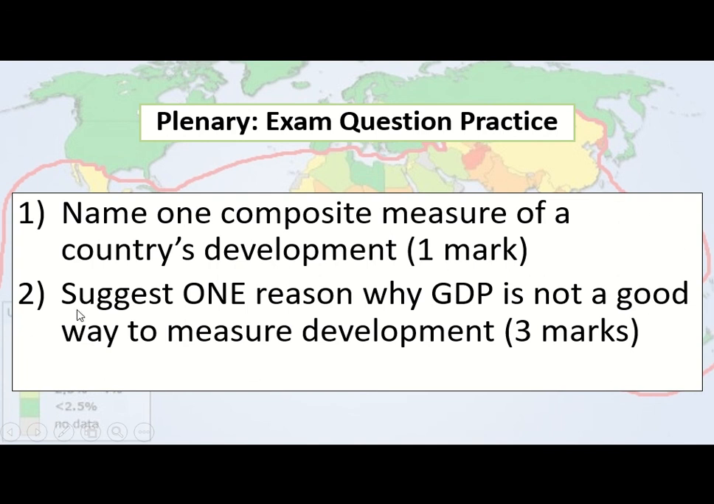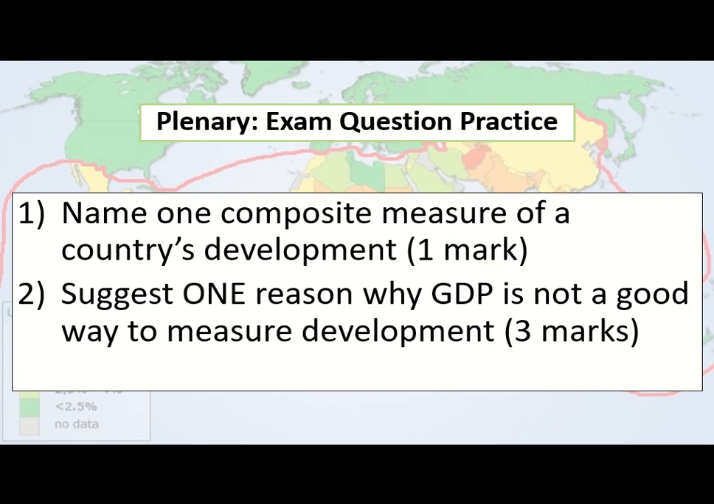This one: suggest one reason why GDP is not a good way to measure development, for 3 marks. So this is practising telling me one reason why GDP is not good for measuring development, and extending it a couple of times to get those 3 marks, just to sharpen up your exam practice skills, and again hopefully relate some of your learning today to the test. All right, I'm going to leave you with that as the final task this session.